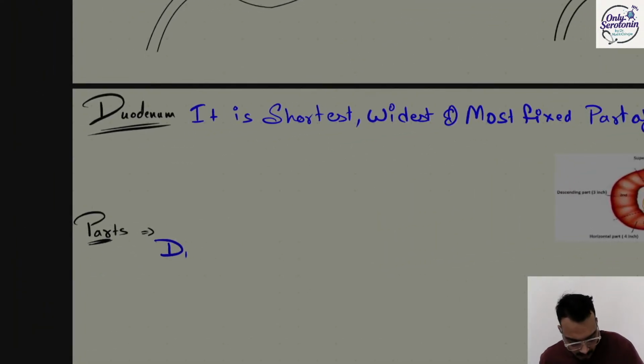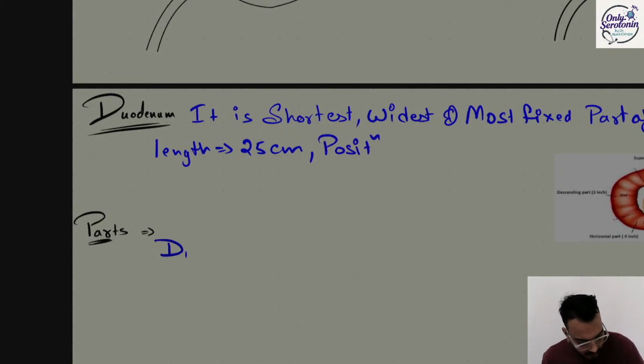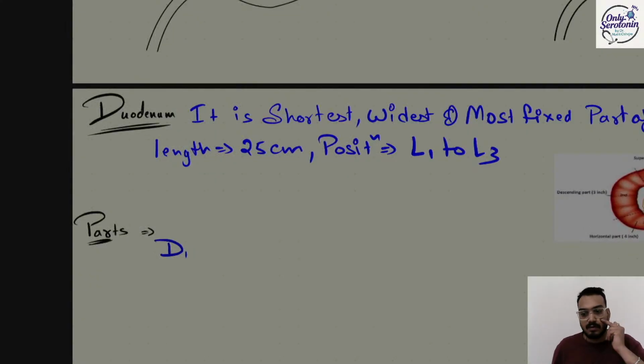The length of duodenum is around 25 centimeters, and the position is from L1 to L3. So the length is 25 centimeters and the position is from L1 to L3.